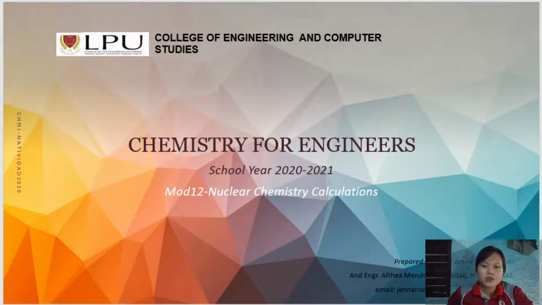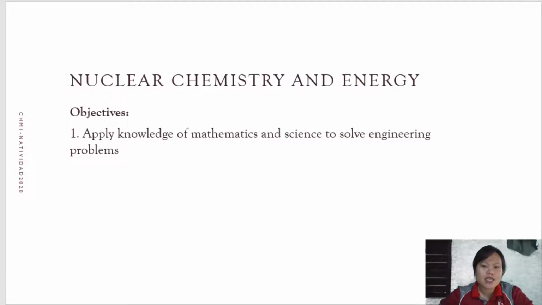Hi everyone, we would be starting your 12th module for Chemistry for Engineers. This is all about some calculations related to nuclear chemistry. And this is our objective: applying knowledge in mathematics and science to solve engineering problems.